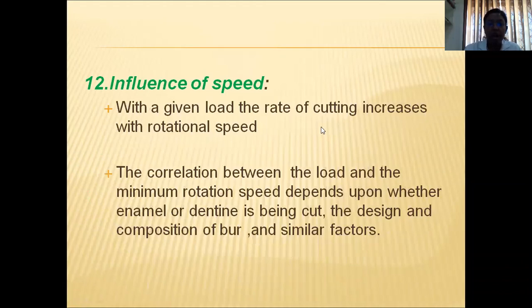Influence of speed. The higher the speed, the better the cutting effectiveness. Hence, high or ultra-high speed handpieces exhibit a better cutting efficiency when compared to low-speed handpieces.